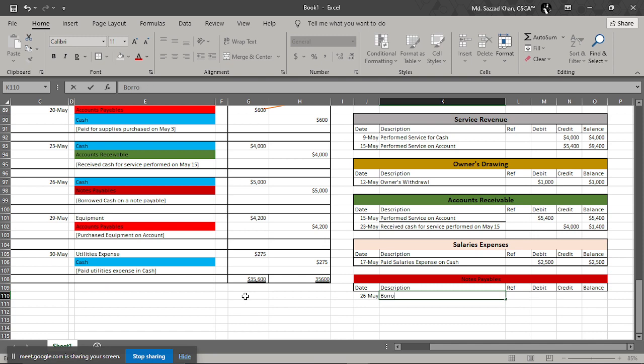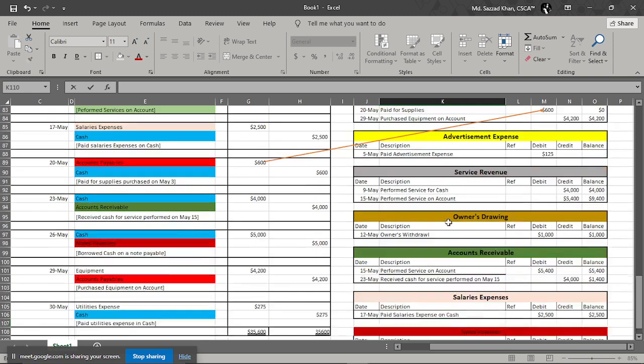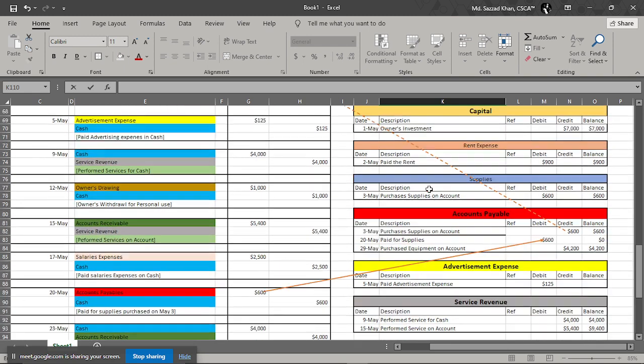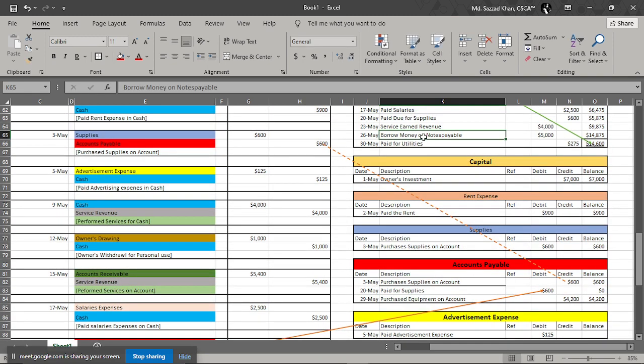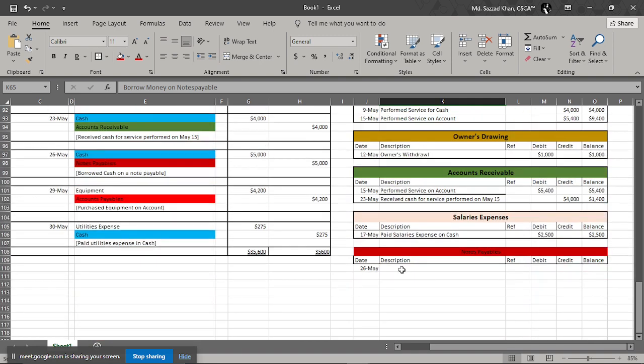I guess I have already written it down. Borrowed money on those two, right? How did it affect the notes payable account? Notes payable was credited. Notes payable is under liability. So the general ledger balance would start from the credit balance. And any other notes payable? No, we close it.